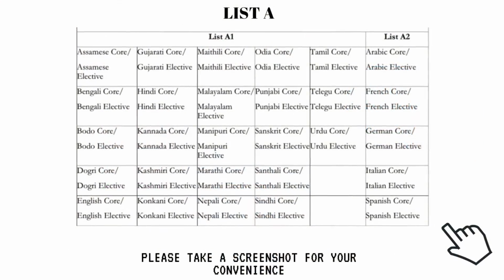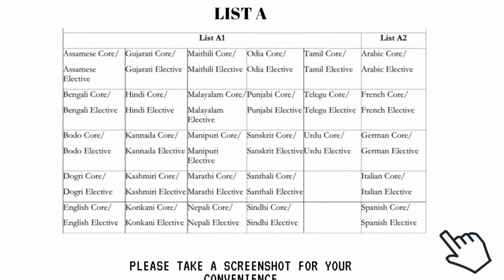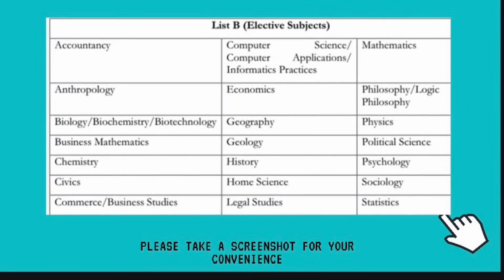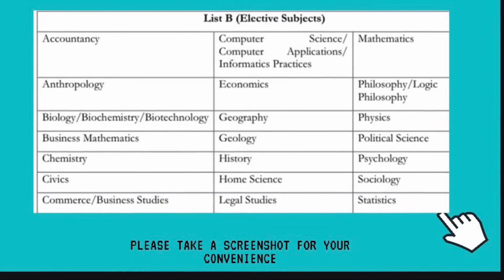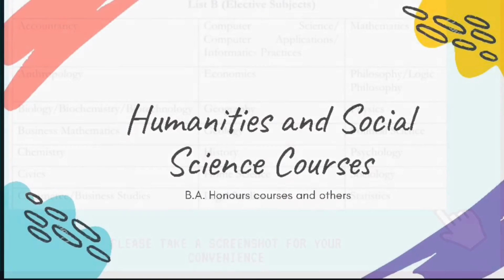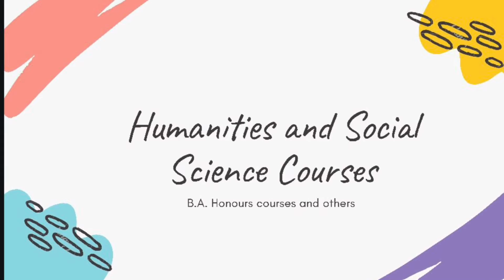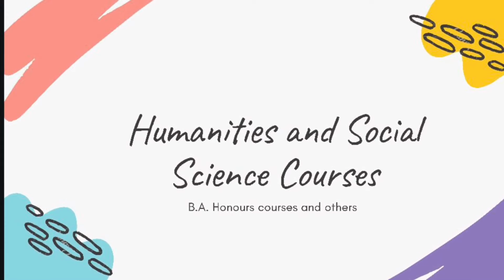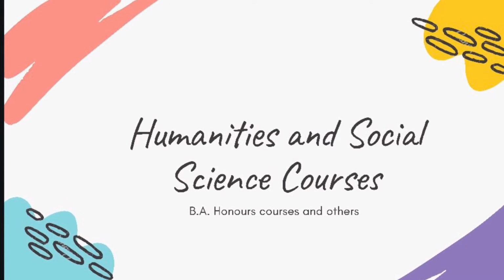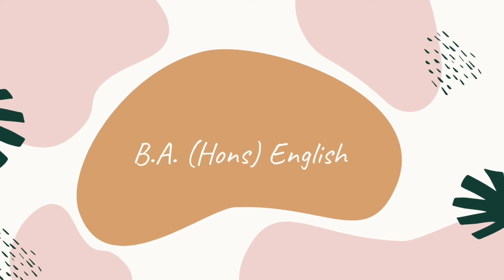Starting with the process, it's very important that you have list A and list B handy with you. So I would suggest that you take a screenshot of both these lists so that your procedure becomes easy and convenient. The first category we'll look into is humanities and social science courses. I'll try to cover most of the BA honors and BA courses in this particular category. Moving ahead with our very first course, which is BA honors in English.